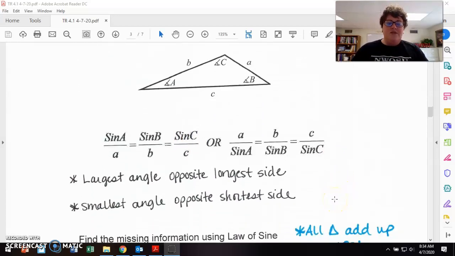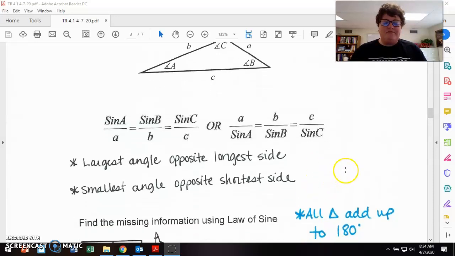Now, something else to remember from high school geometry: one way you can quickly check to see if you got it correct is that your largest angle should be opposite your longest side, and your smallest angle should be opposite your shortest side. So your middle angle should be opposite your middle side. That's one way to quickly check.